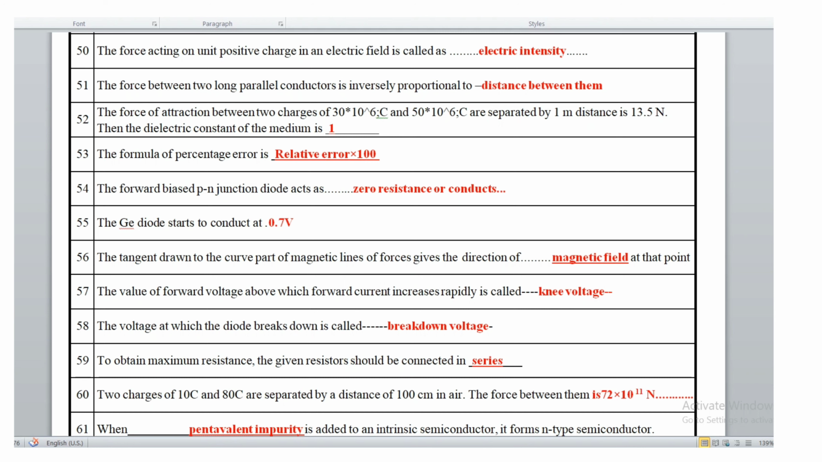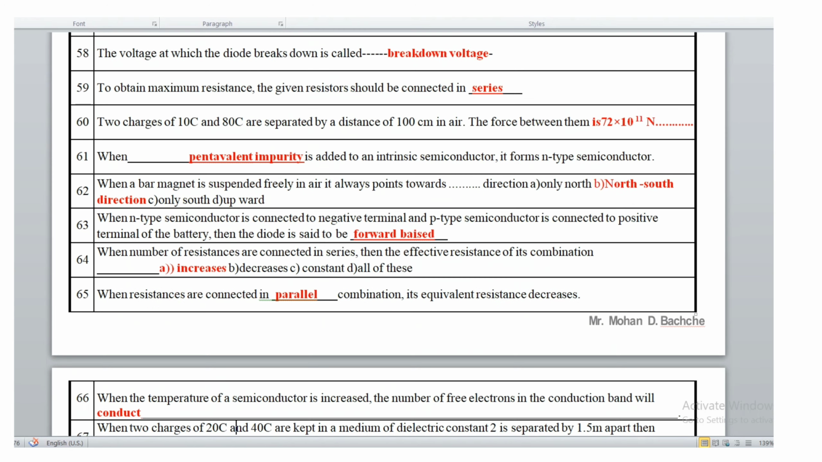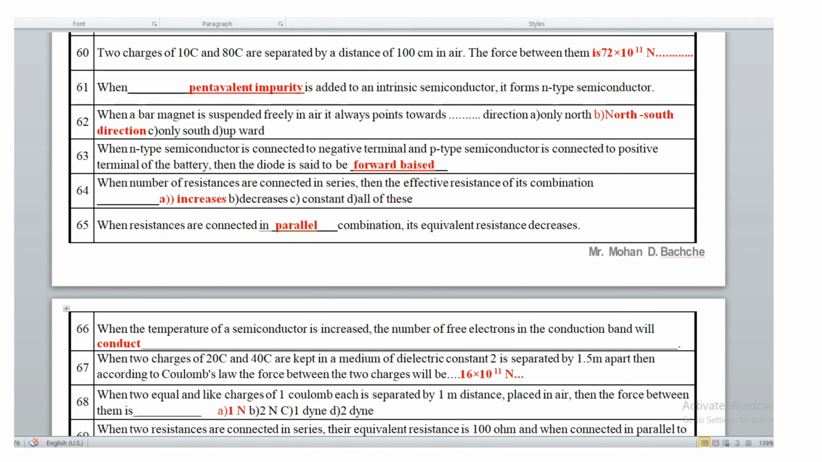To obtain maximum resistance, the given resistors should be connected in series. Then question number 60. Two charges of 10 C and 80 C are separated by a distance of 100 centimeter in air. The force between them is 72 into 10 raised to 11 Newton.